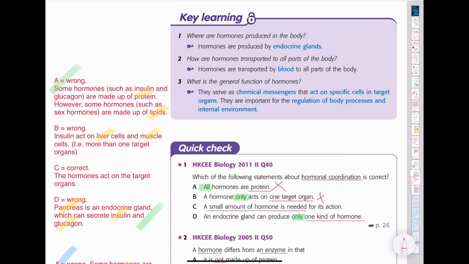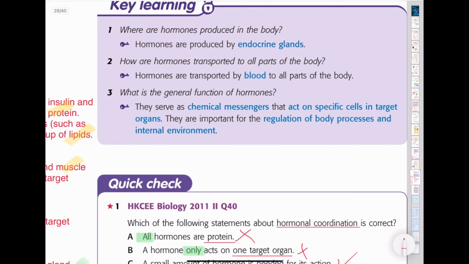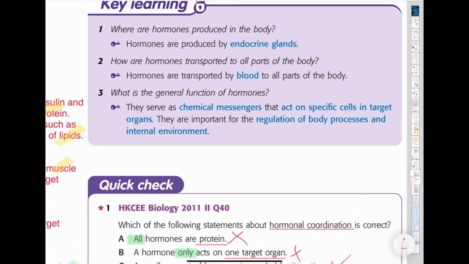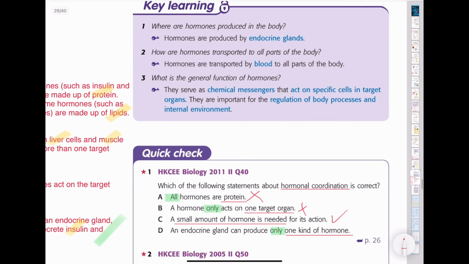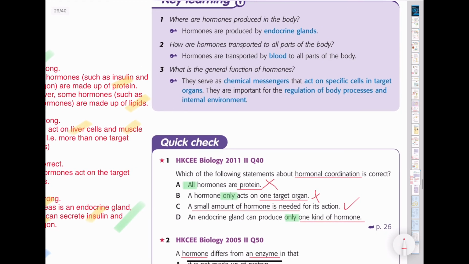And then C, a small amount of hormone is needed for its action. That's correct. Although the hormones are carried in the blood and travel along in the body, they only act on the specific cells in target organs. You can take a look at this part. The general functions of the hormones: they serve as chemical messengers that act on specific cells in target organs. So that's why we don't need a large amount of hormones to stimulate the target organs. So that's the concept of option C.